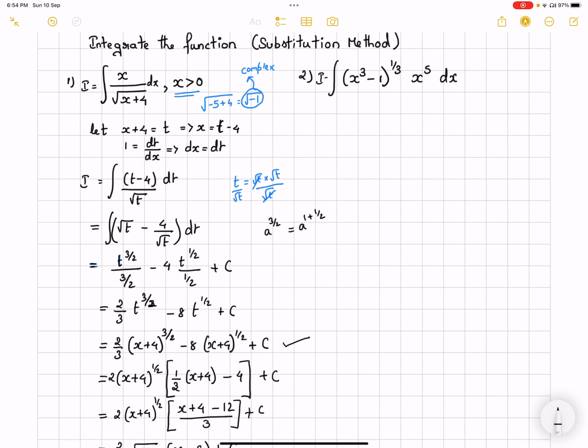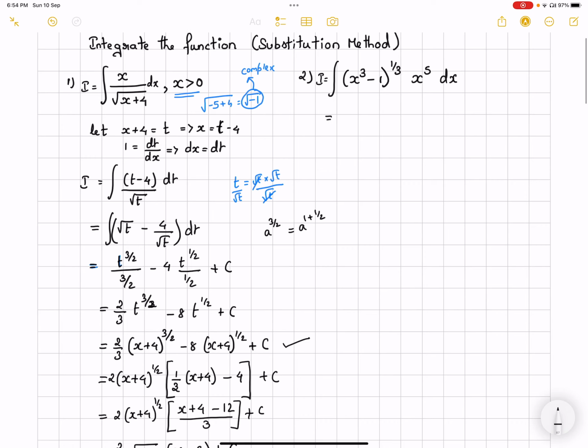Now, next question. We would be considering this as I equal to. So let's go ahead and check which one to substitute here. Obviously, the one which is preserved we would be considering. But the point is, when I differentiate x cube minus 1, I get 3x square. But I have x power 5. So we need to do one simple thing, splitting and writing my x power 5.